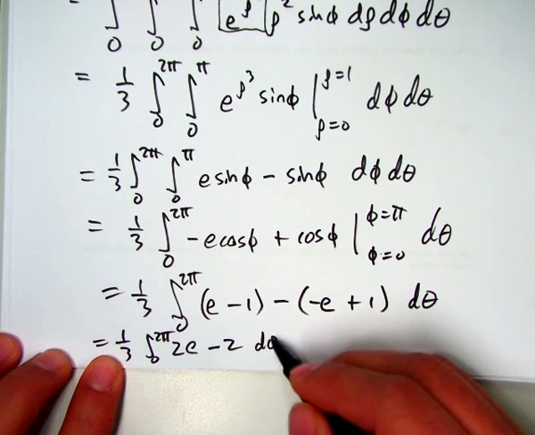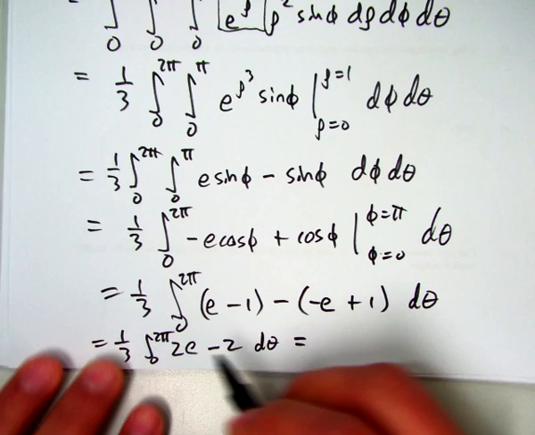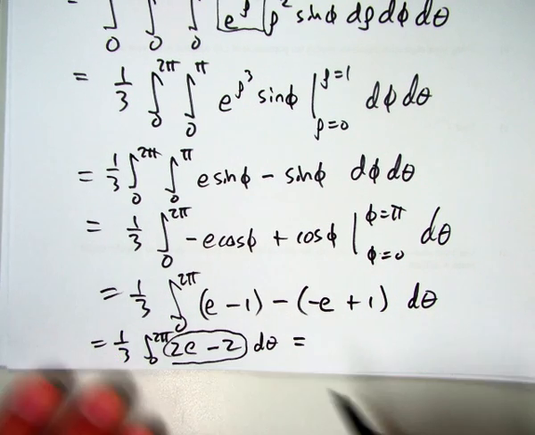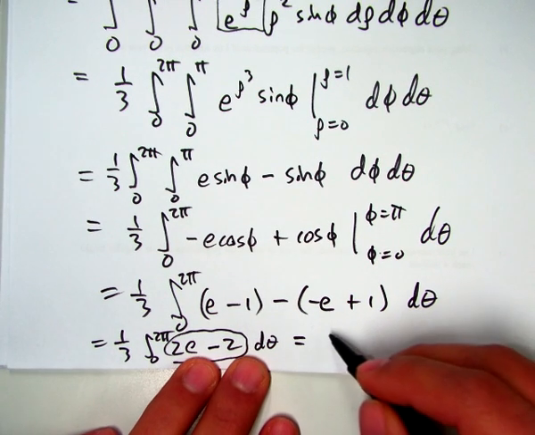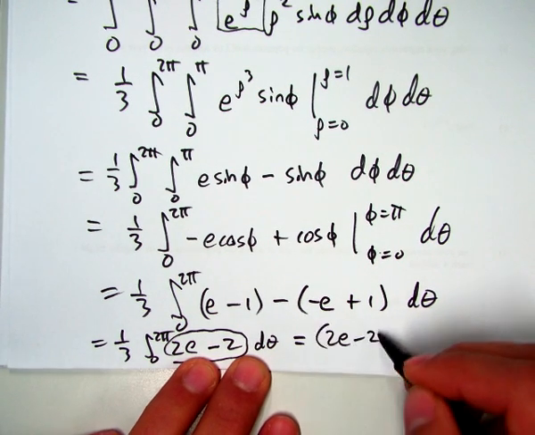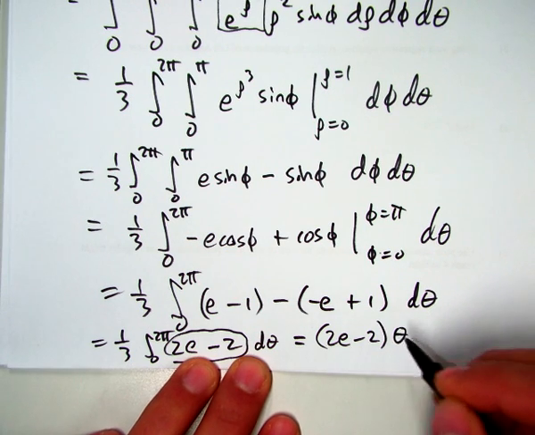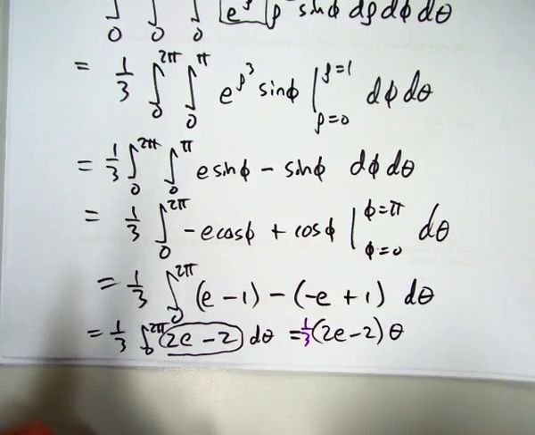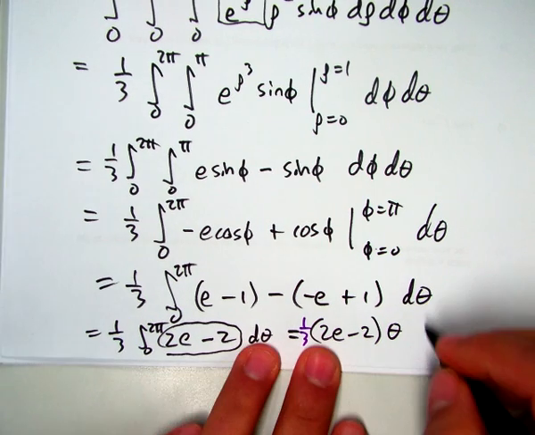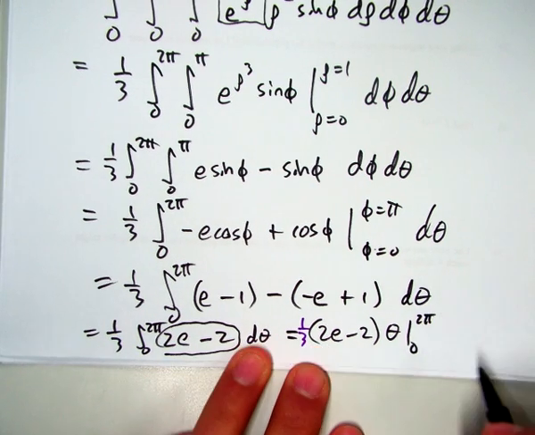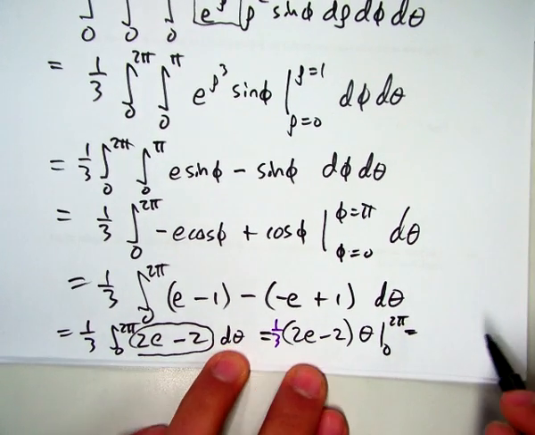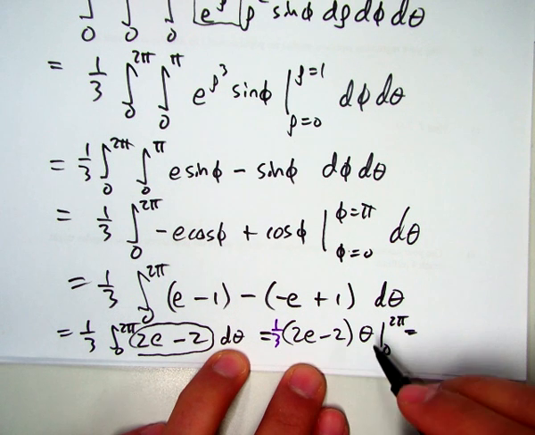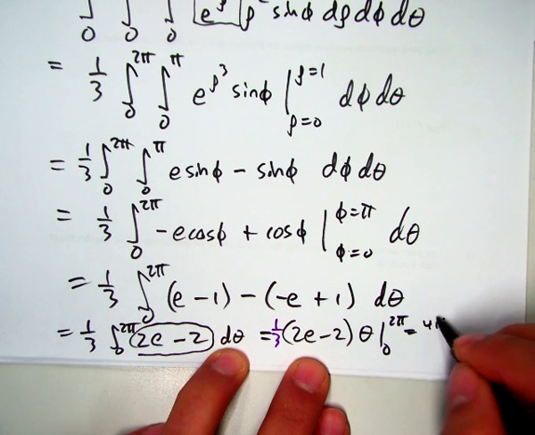d theta. This is a constant. So I'm going to have 2e minus 2 times theta. Oh, don't forget the 1/3. From 0 to 2 pi. So the final answer, I could pull out a 2 if I wanted to and make it 4 pi over 3 times (e minus 1).